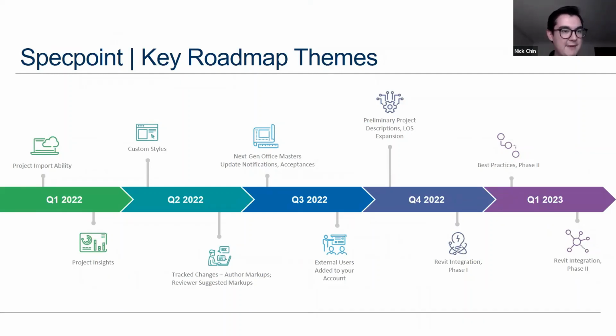In Q1 of next year, we're going to start to see the ability to import content. We're also going to be releasing our project insights for helpful reporting and an understanding of how your projects are progressing and how they're performing. Within Q2, we're going to start to enable custom stylings, the ability to control headers and footers and basic formatting needs, as well as track changes, author markups, some of those reviewing pieces within the functionality as well.